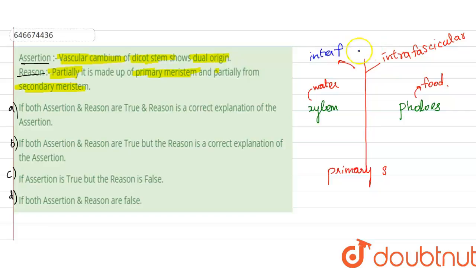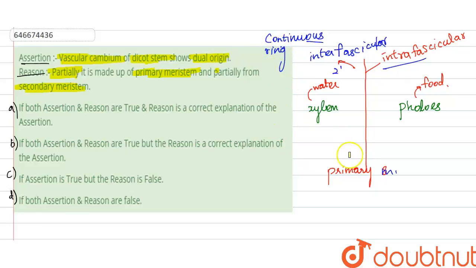What is this intra and intervascular? In the state of primary meristem, it is present in between the xylem and phloem like a ray, but when secondary meristem growth is happening, at that time intervascular meristem will develop. This intervascular cambium will be present all over the xylem and phloem. It will cover the xylem and phloem, so it is like a continuous string. It is not discontinuous. Intravascular is discontinuous, but intervascular is like a continuous string.